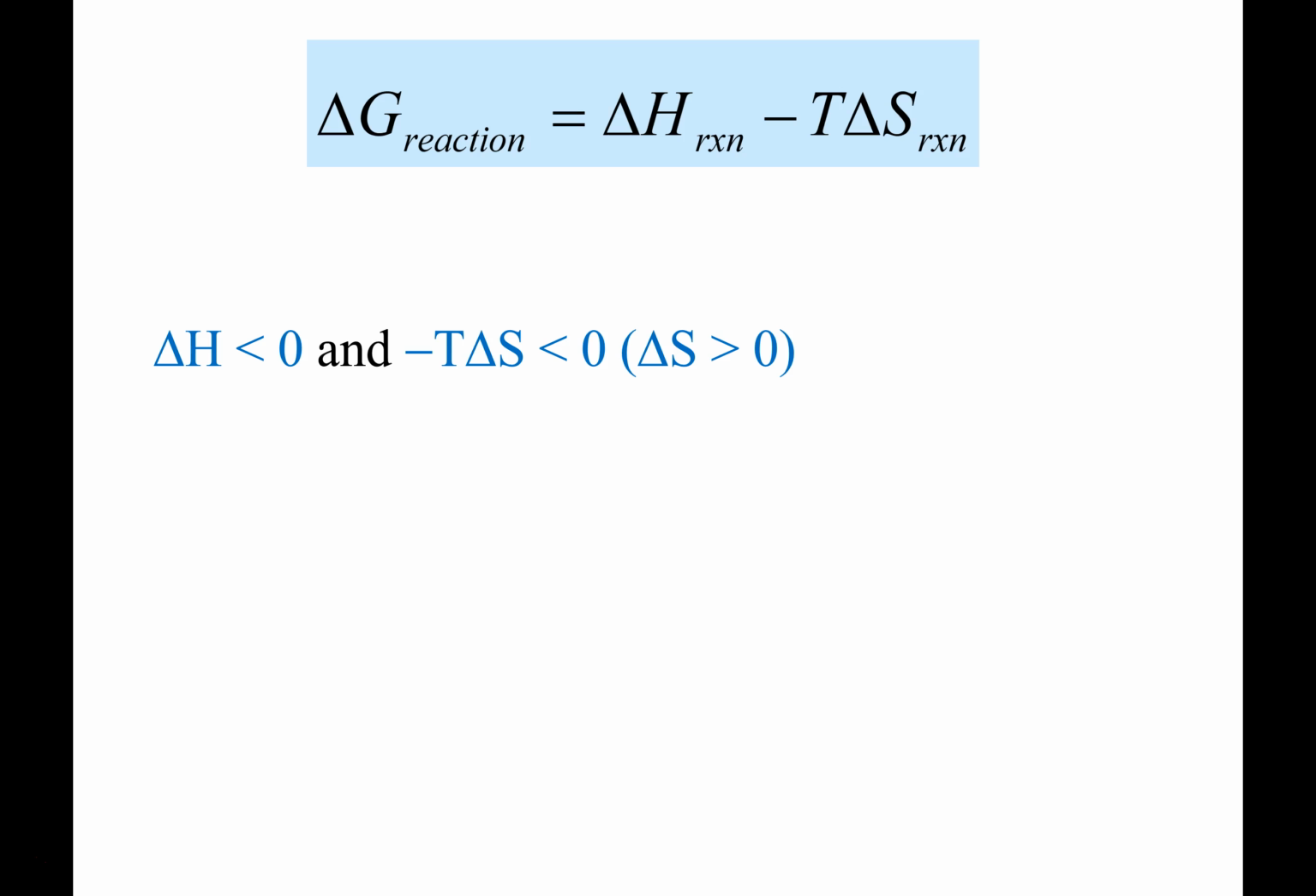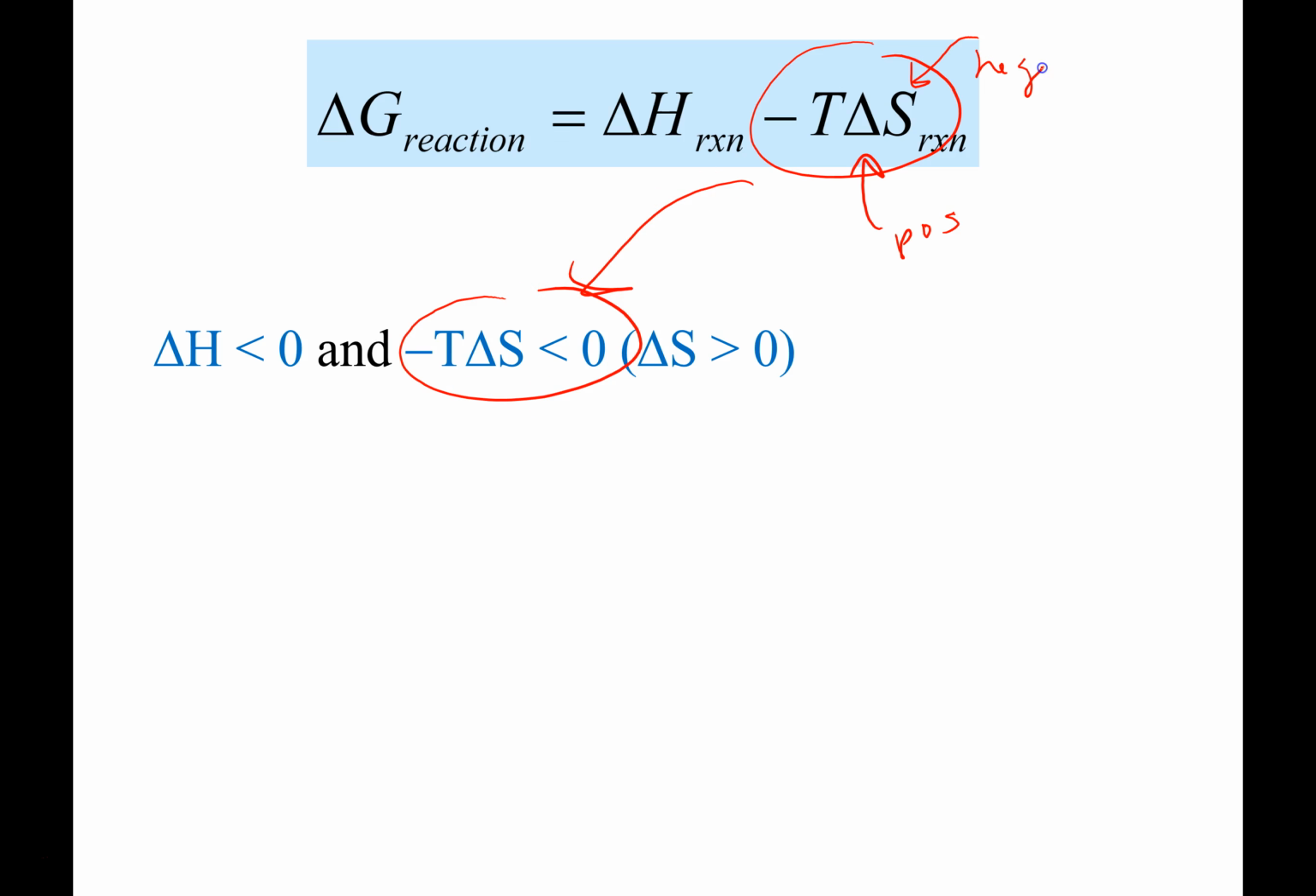Okay, so we're after negative delta G to make it spontaneous. Let's look at some situations here. Well, what if we have negative delta H, energy out, which favors spontaneity, and what if we have a positive delta S? Now, a positive delta S, what will that do? Well, if I plug that into this term up here, guess what? If this is positive, then that makes this negative. And that's what that's saying.